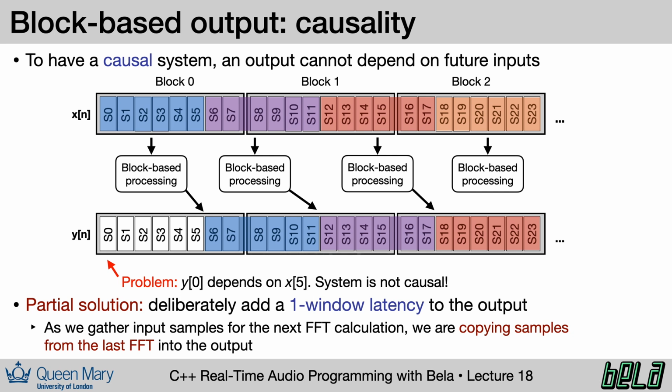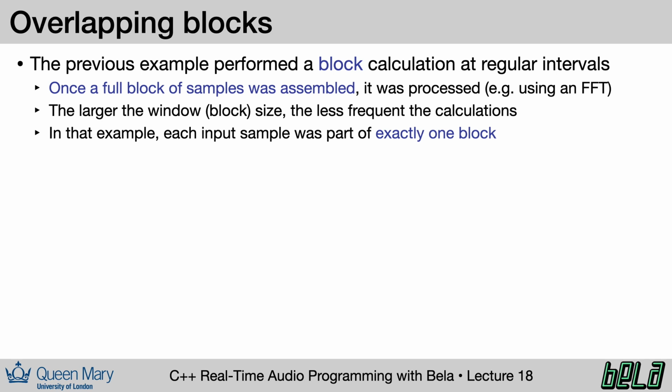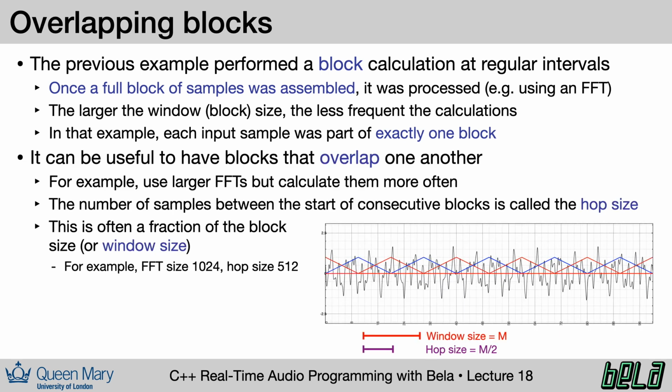We'll see why adding this amount of latency is not ideal in terms of being able to run our block-based calculations in real time. But before I get to that, I want to look at a common case, which is where our windows overlap. In the previous example, there were no input samples shared between blocks. We also saw that the larger the block size, the less frequent the calculation would have been performed. But for a whole variety of reasons, it's often useful for the blocks to overlap each other. One reason that we do this is that we want to use longer FFTs, but calculate them more often.